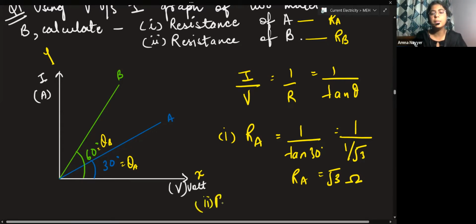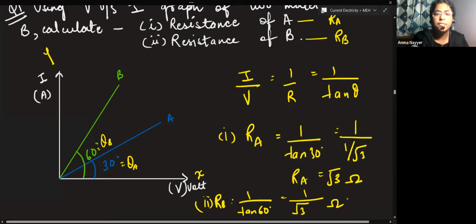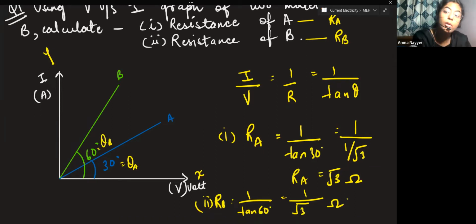Similarly, RB will be what? This will be 1 by tan 60 degrees. Tan 60 is root 3. So 1 by root 3 ohms. If there was V by I, there would be no 1 by tan theta. There would have been directly tan theta. RA would have been 1 by root 3, RB would have come out to be root 3, had it been V divided by I, meaning V on the y-axis, I on the x-axis.